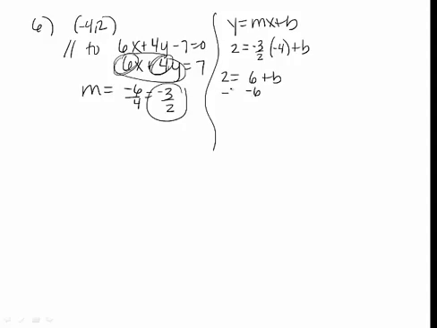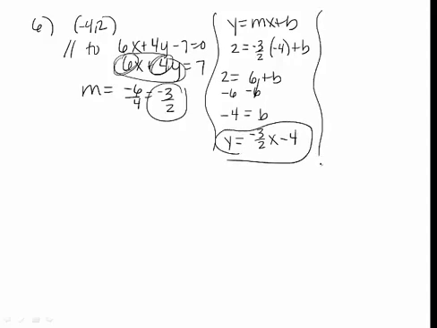Then you start solving for b, and you'll get b to be -4. Then you write the equation out: your slope, then your x next to it, and then your b. Some of you are going to choose to go a different route. It doesn't matter, whatever you want.